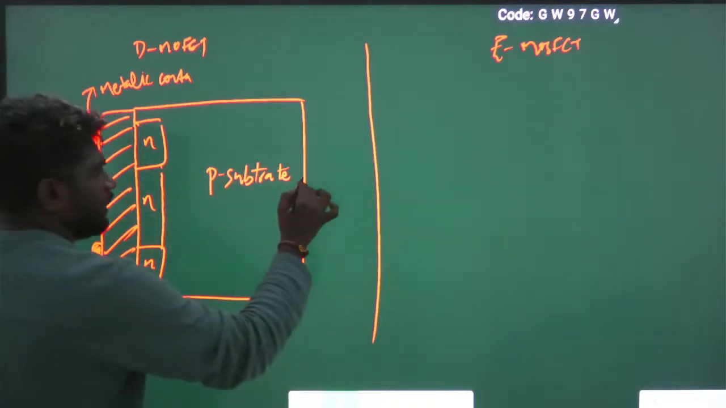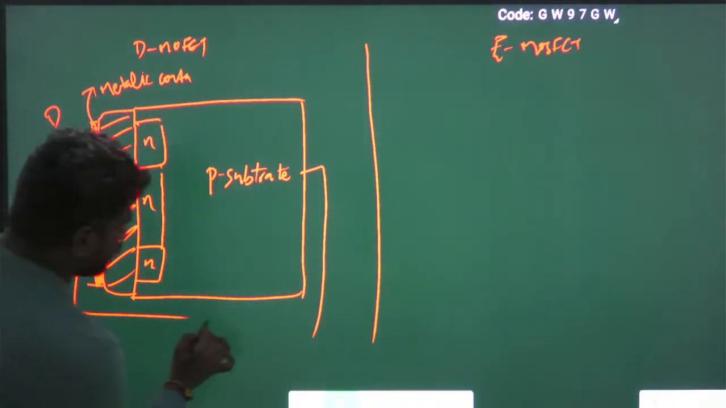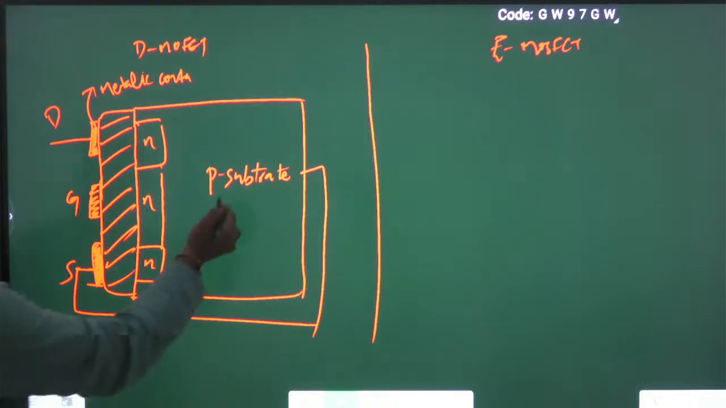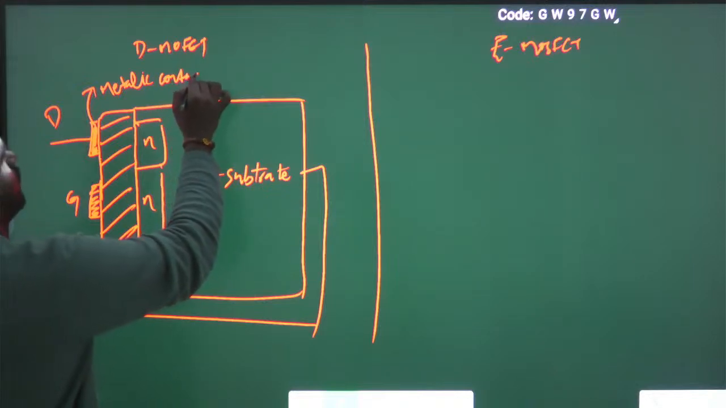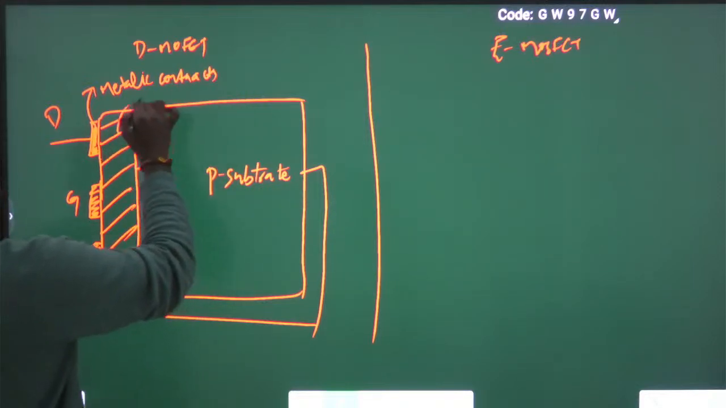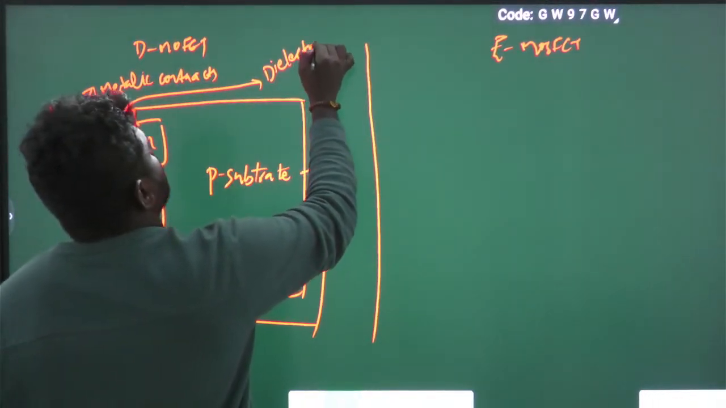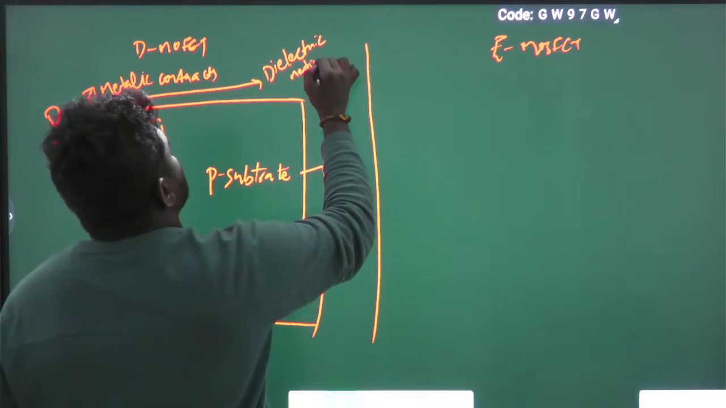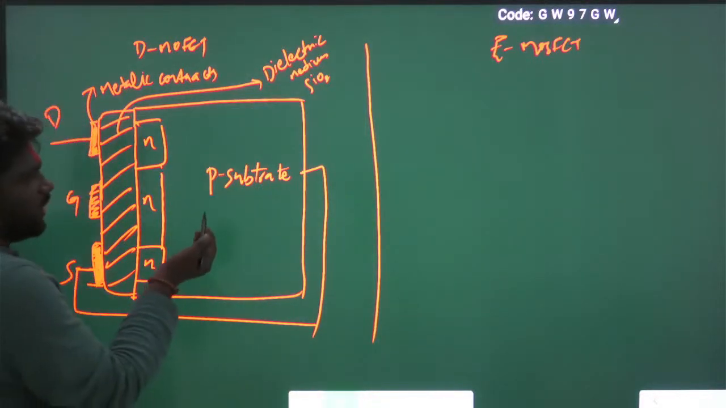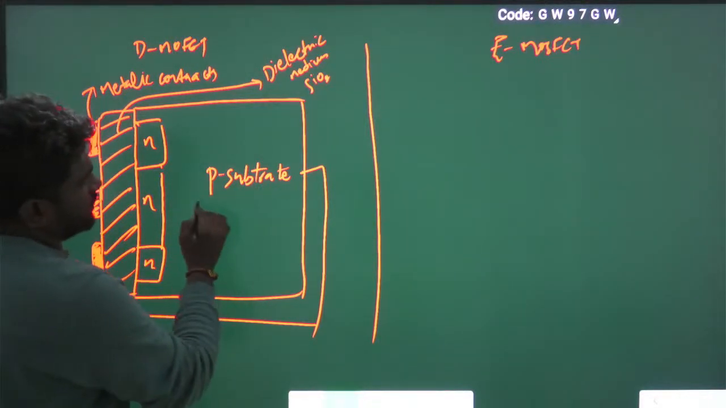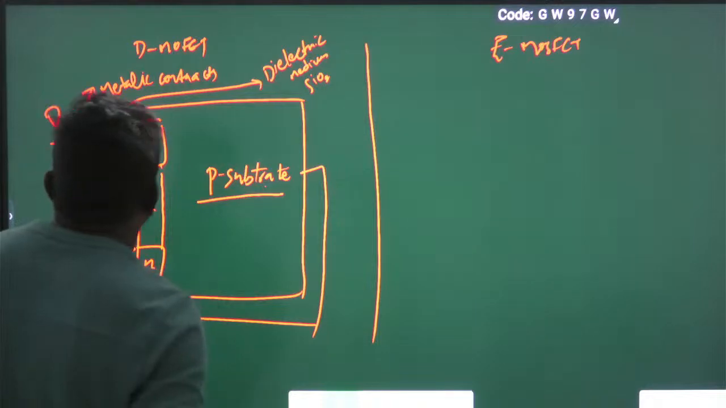And internally, the P substrate is connected to the source. So these are the metallic contacts, and this acts as the dielectric medium, SiO2. Due to the silicon, the P substrate is formed. This is the PN junction diode.